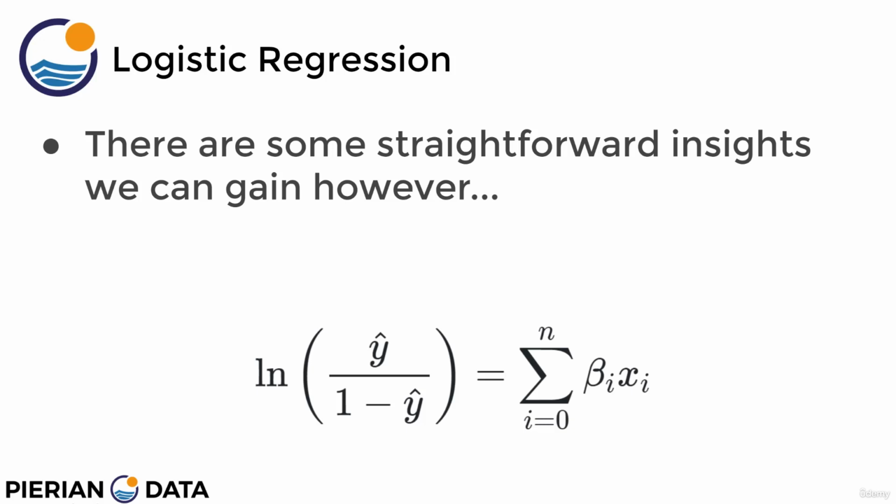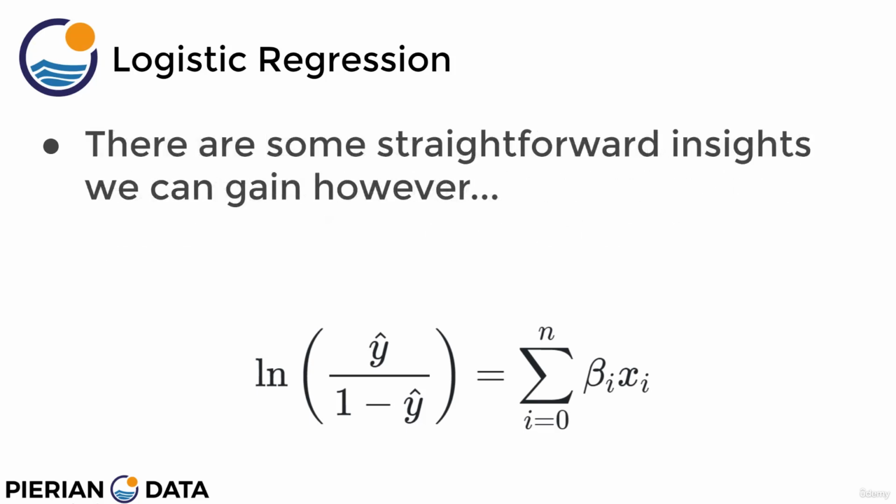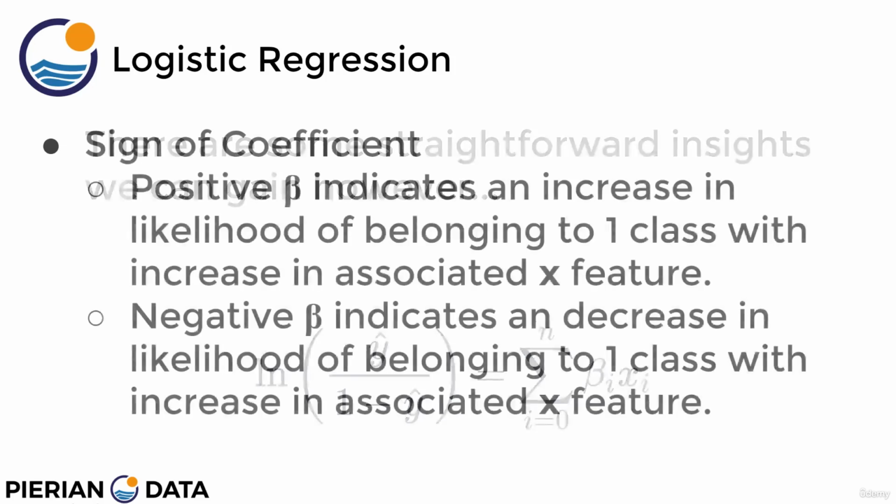So there are some straightforward insights we can gain, but the thing to note here is that I can no longer say this kind of very simple relationship of a 1-unit increase of x results in this increase in y, because it is nonlinear due to the fact that it's not just the odds, but it's the natural log of these odds, or log odds. But what can we gain from this insight?